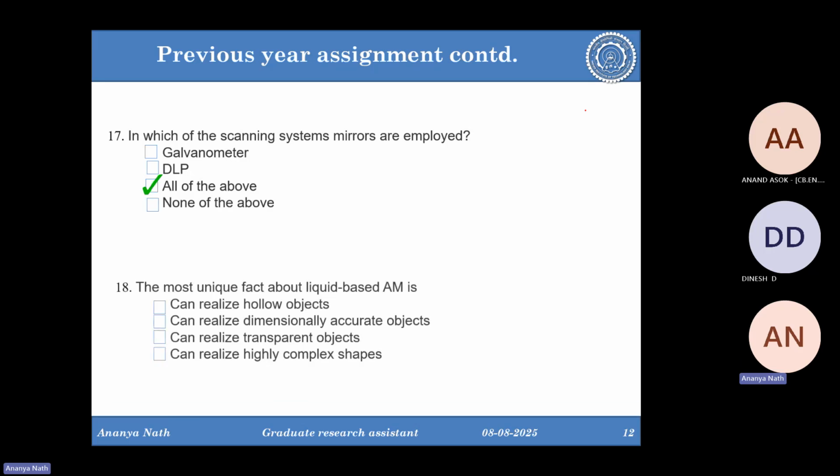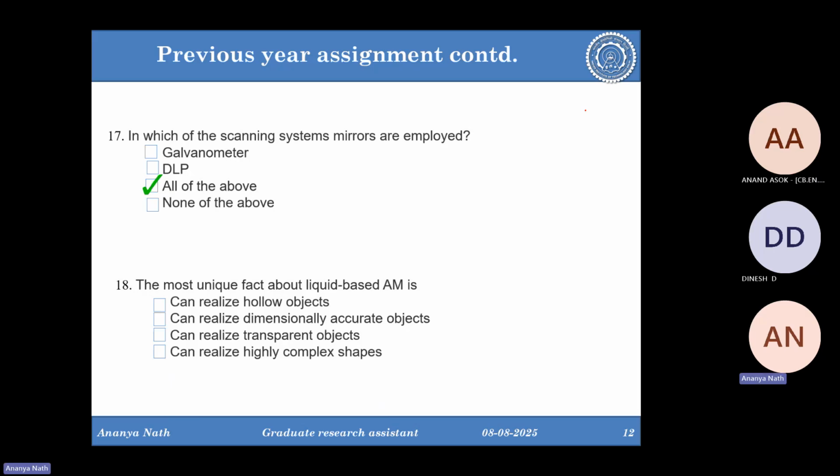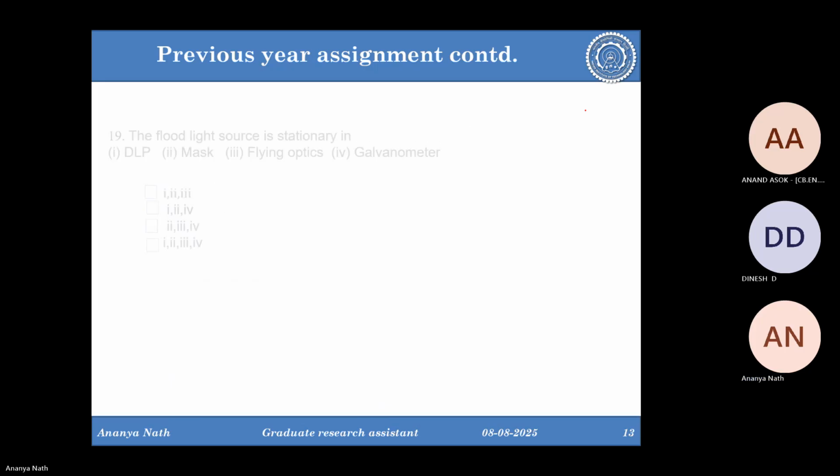So all of them. The most unique fact about liquid is you can realize transparent objects because you are using liquid resin. So it depends on the color of the resin. If your resin is transparent, then you can print even transparent jobs. If your resin is different colors, then your part will be of different colors.